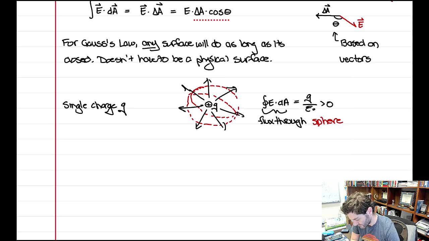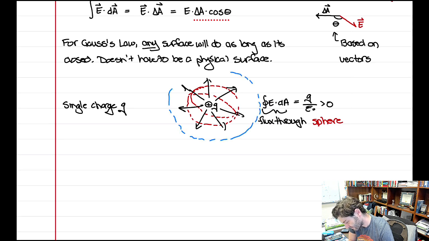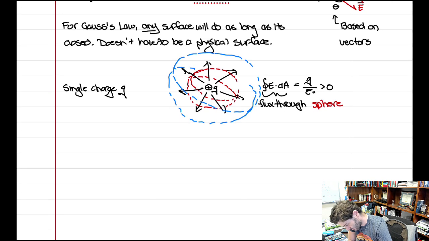Now imagine I draw a bigger sphere. How busy is this going to be? Oh well, here we go. Suppose I draw a bigger sphere around the same charge.